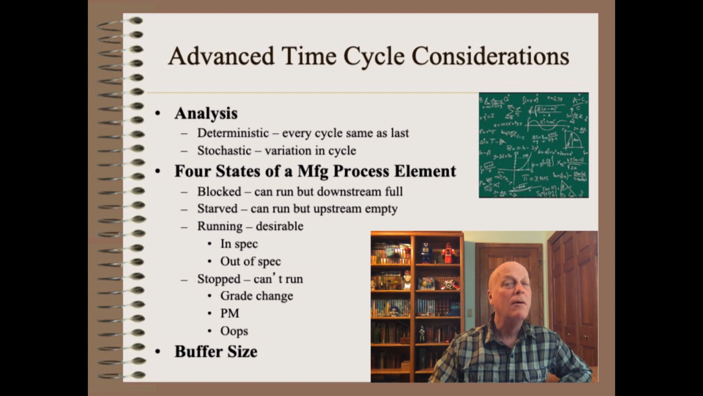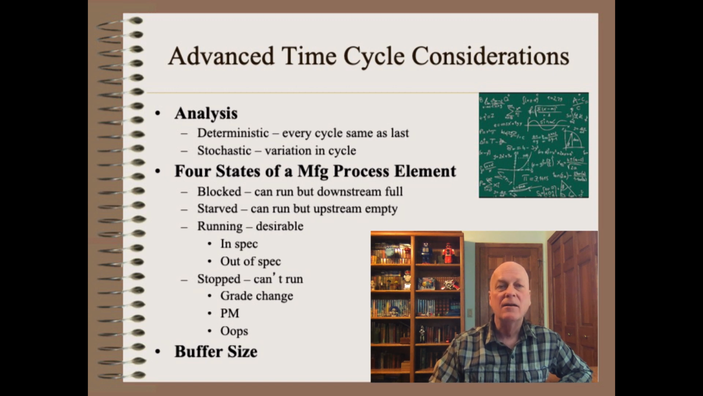There are 4 states to any manufacturing process element. They are run, blocked, starved, and stopped. Each of these, in turn, can be subdivided. So, a machine might be stopped because of grade changes, planned maintenance, or an unplanned upset. 2 states might need further explanation.